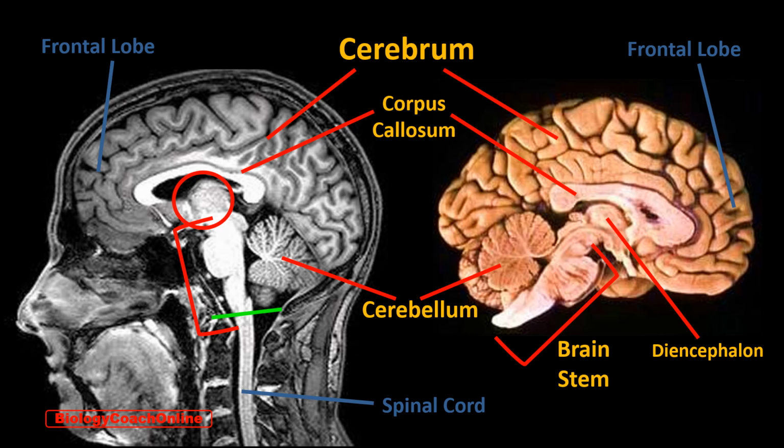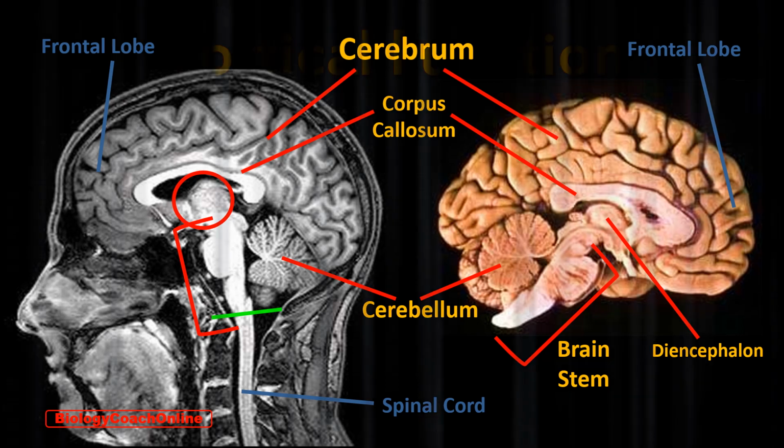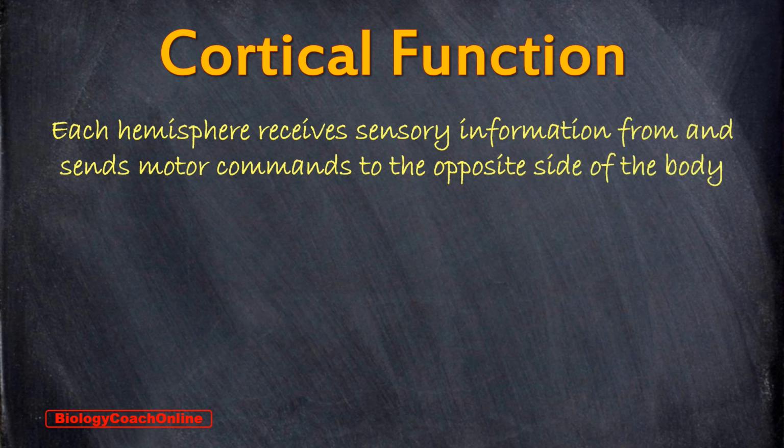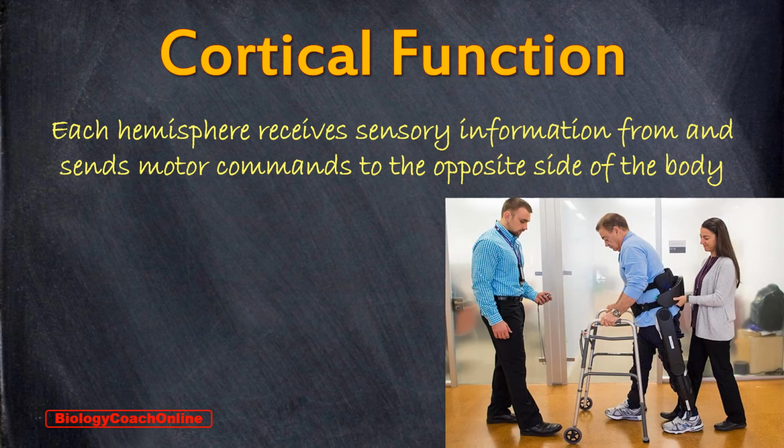So to wrap up this section on gross anatomy, let's talk about function. First, there are several things you must understand and appreciate about your cerebral cortex. Each hemisphere receives sensory information from and sends motor commands to the opposite side of the body. There is a crossing over of nerves in the brainstem such that your right hemisphere controls the left side of your body, and vice versa. The left hemisphere controls the right side of your body. That is precisely the reason that a person who has a stroke on the right side of the brain loses function on the left side of the body.